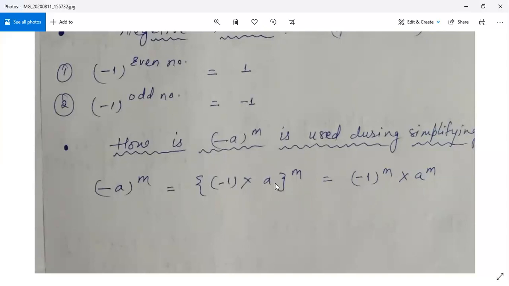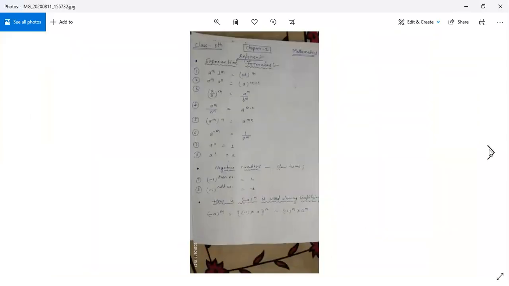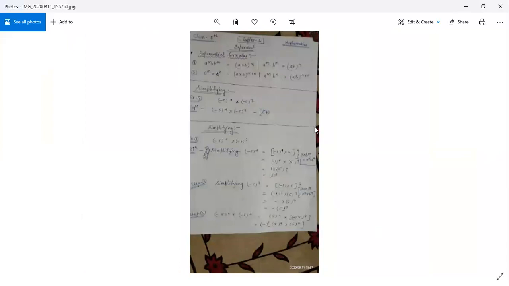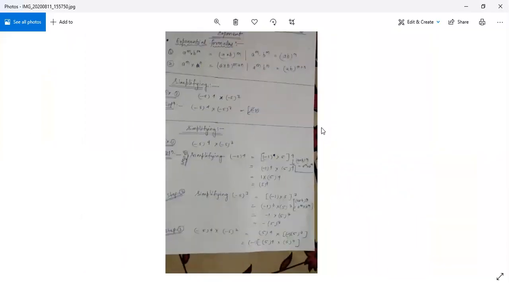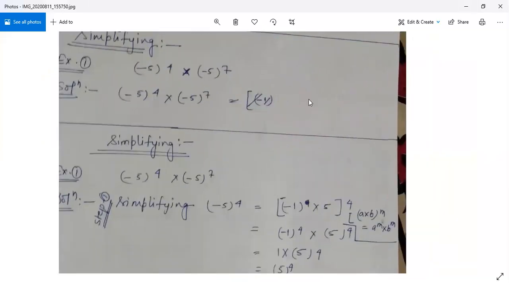Okay, this one is a formula, right? Then further we will go on to the next one. We will see some examples of simplifying.